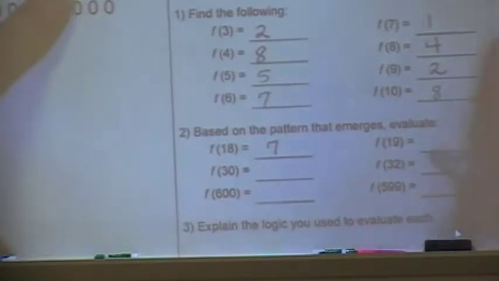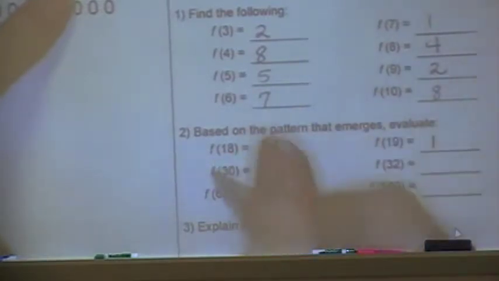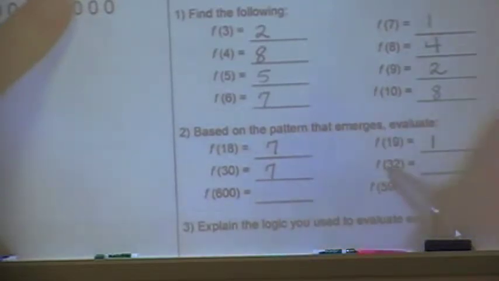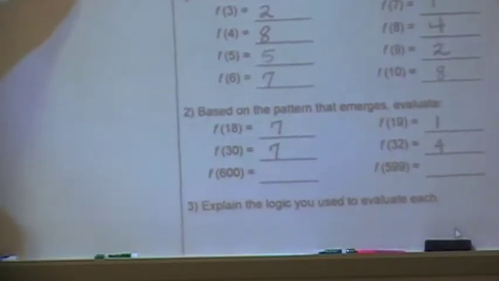Okay, so if f of 18 is 7, what is f of 19? 1. What would f of 30 be? 7. So f of 32 is 4. Is everybody good so far? What about f of 600?